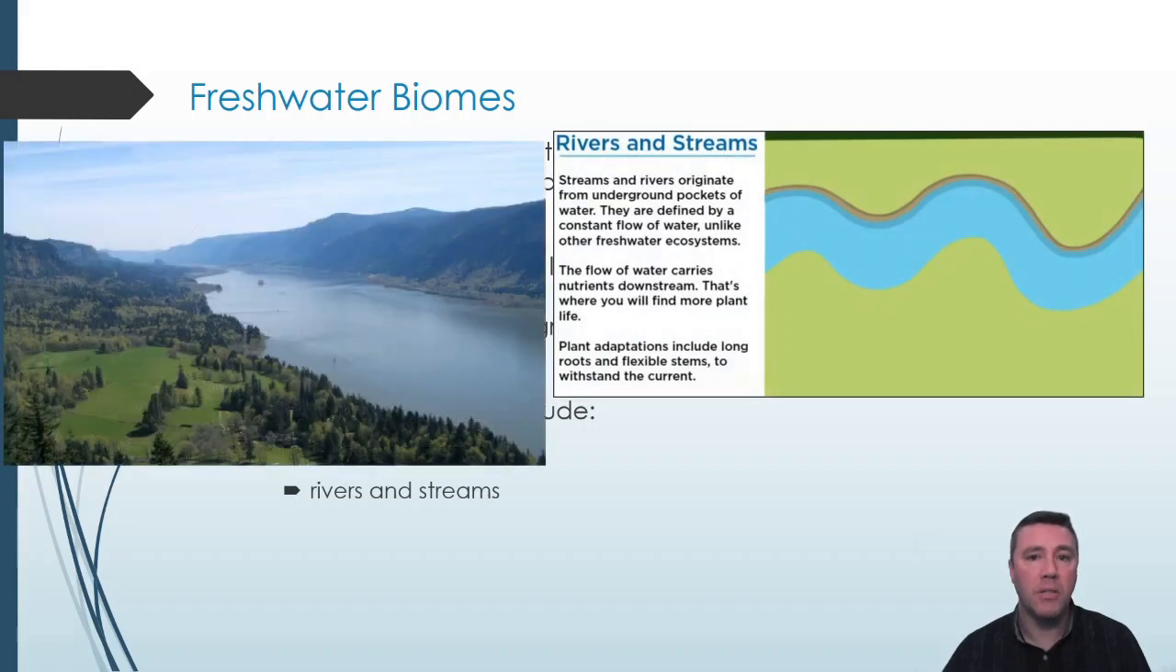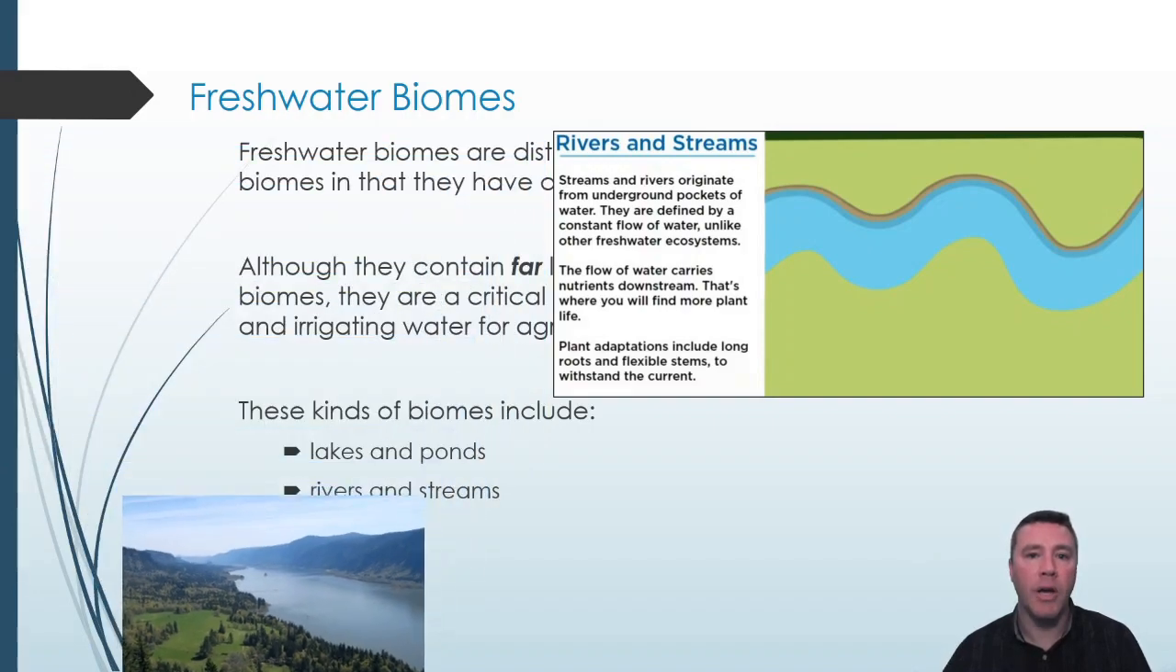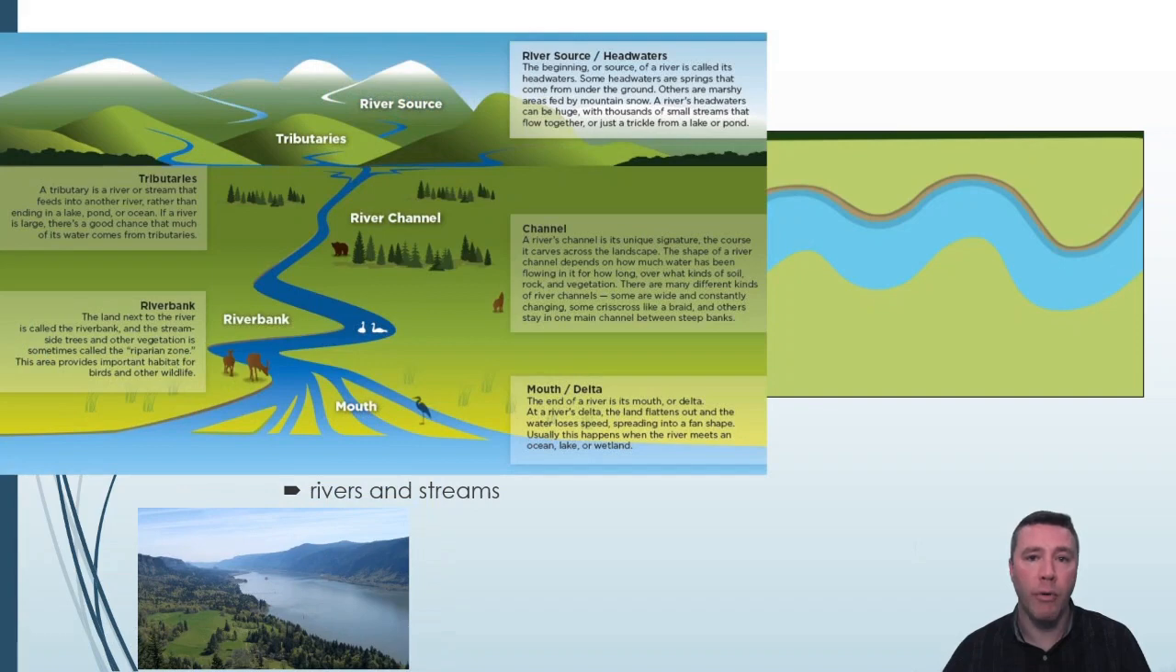These are distinct because they're identified by a constant flow of water. This flow carries dissolved nutrients downstream, allowing plants to thrive there. This illustration outlines some of the more important features of rivers and streams, like the headwaters, which is the source of flowing water, tributaries that are smaller streams feeding into the main river, and ultimately the mouth or delta, which is where the flow of water slows and begins to spread out as it reaches an ocean or lake.